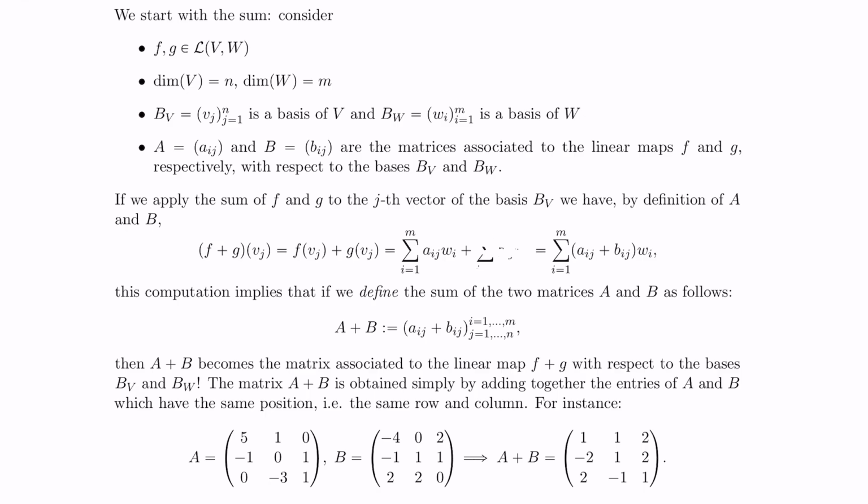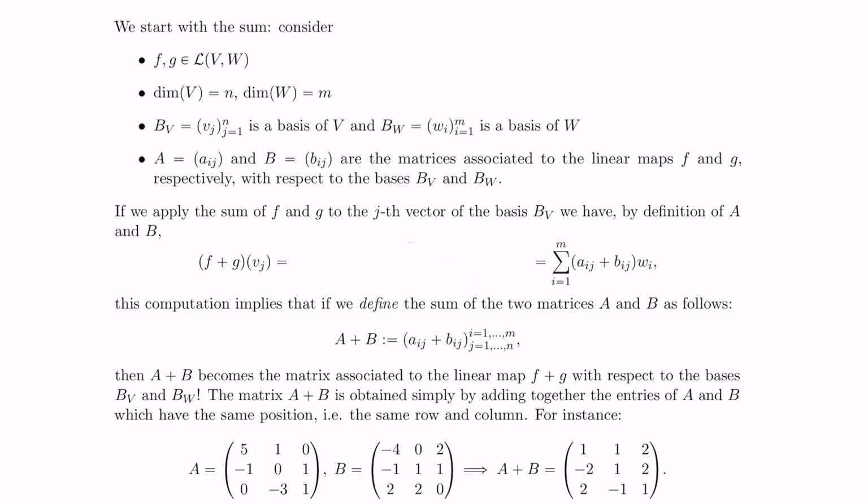So you see that if you forget what is written in the middle, you end up with this formula here, which tells us that the function sum applied to the jth vector of the basis BV can be decomposed on the basis BW with the coefficients given by the sum of the entries of the matrices A and B. So if we define the sum of the matrices A and B as the sum of their entries with the same position, that is the same row i and the same column j, then A plus B is exactly the matrix associated to the function sum f plus g.